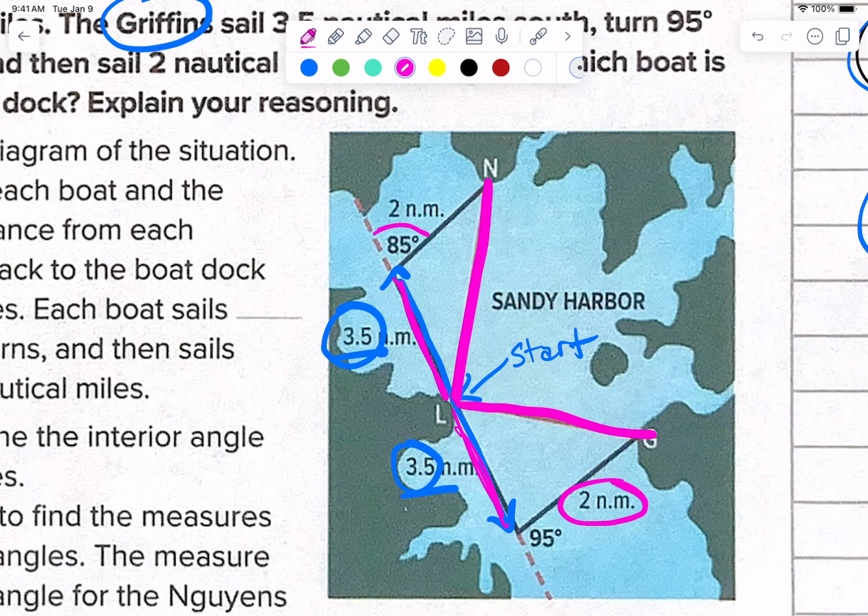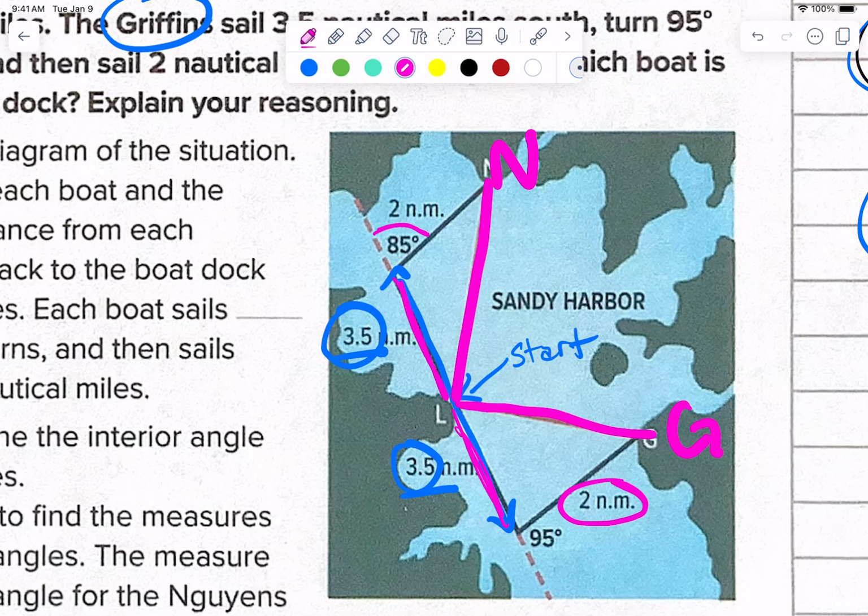Which family is farther away? This is the Nguyen family and this is the Griffin family. Which family is farther from the starting point? The top one. No, the Griffin. No. Away. Because that angle is smaller. That means that angle is larger, right? No. Oh, Brian's got an idea.